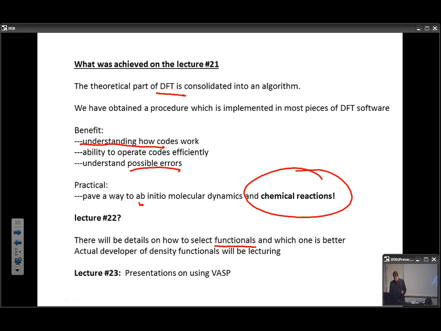Okay. Next time we do functionals, and next Thursday we do presentations on VASP. Please, I need this single piece of paper with your names about what you select for. You have it. Did everyone sign on this piece of paper? No?